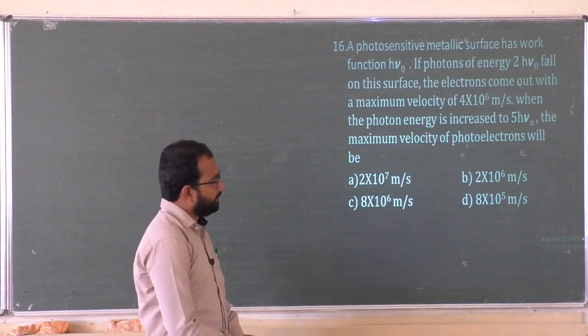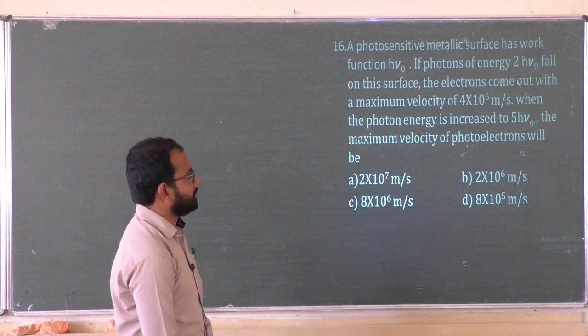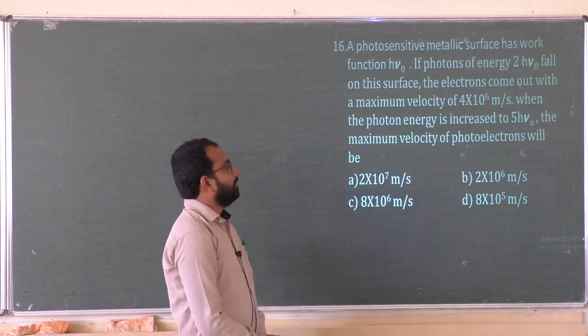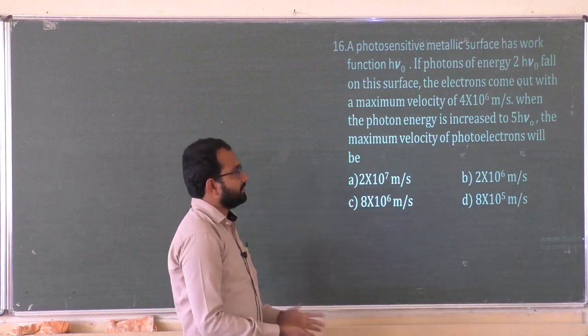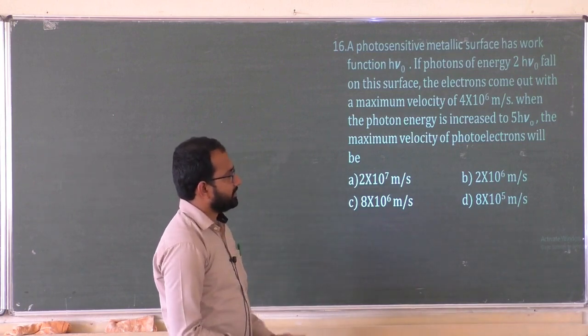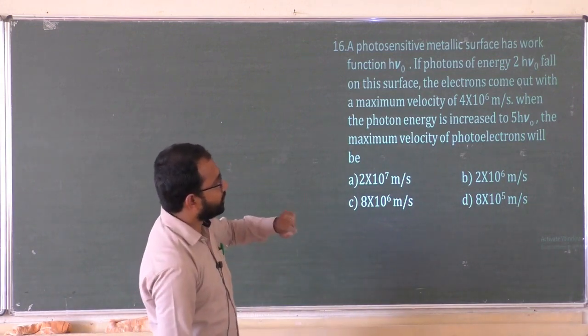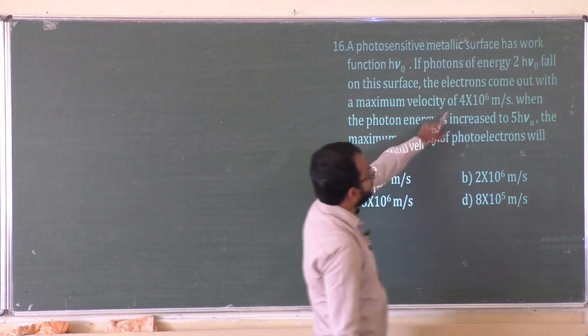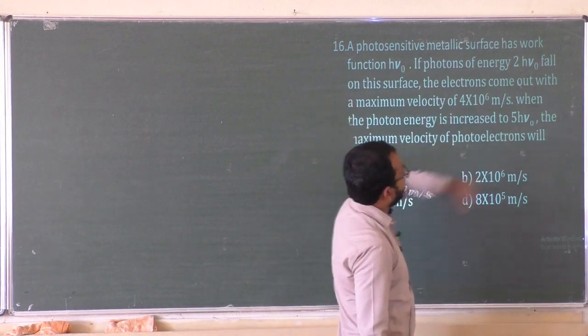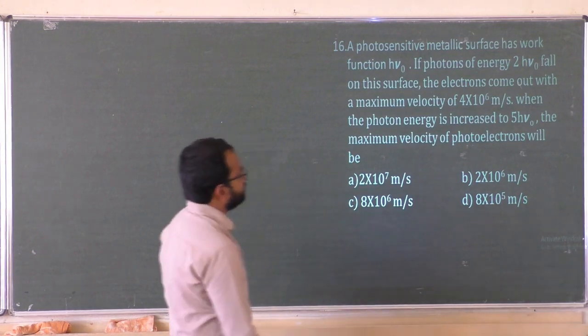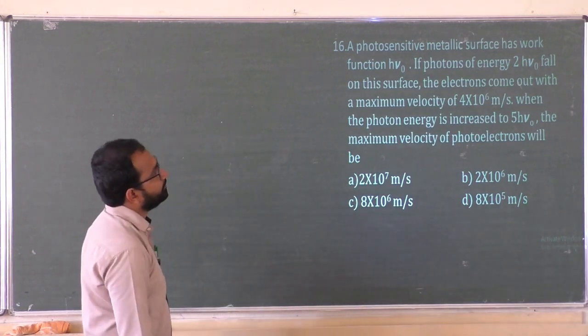If you change the energy of the incident photon, naturally the kinetic energy of emitted photoelectrons changes, not the current. The maximum value of kinetic energy changes and velocity changes, right? When the photon energy is increased to 5 h nu naught, 5 times the work function, the maximum velocity of photoelectrons will be. So how to solve this particular problem?